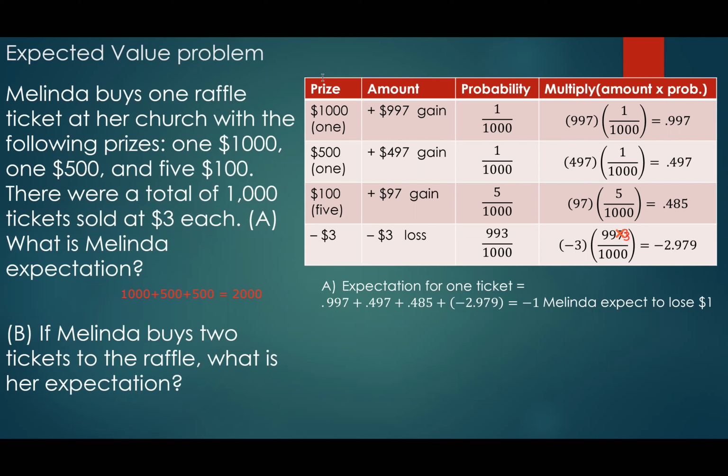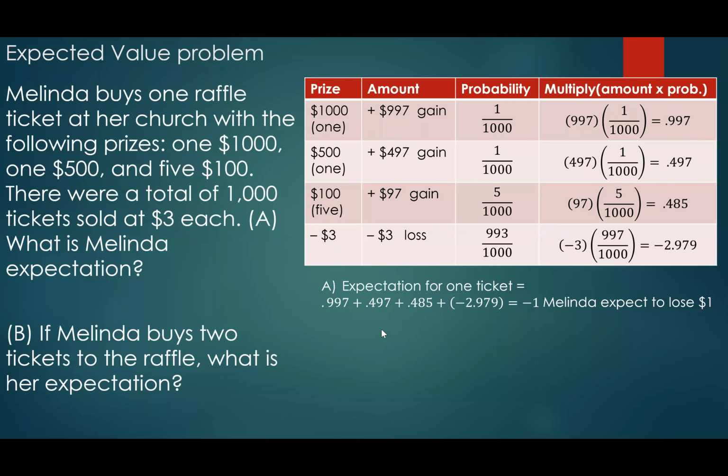Okay. Again, I know you say, wait, Melinda played this raffle ticket. She expects to win 1,000. Yes, that's our expectation. But the true expected value behind the game is you will lose $1. Because as you can see, there are 993 losers. There's only 7 winners. There are 993 losers here.